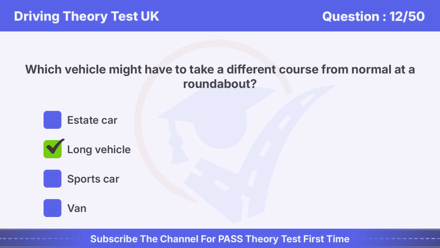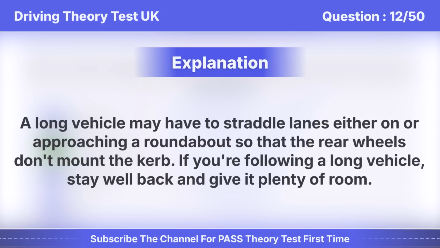Answer is B, long vehicle. A long vehicle may have to straddle lanes either on or approaching a roundabout so that the rear wheels don't mount the curb. If you're following a long vehicle, stay well back and give it plenty of room.